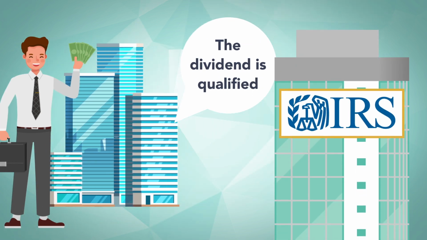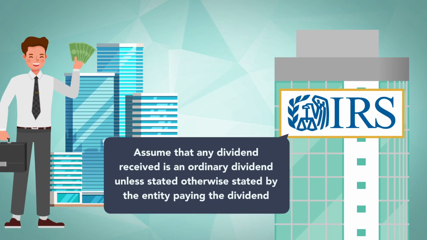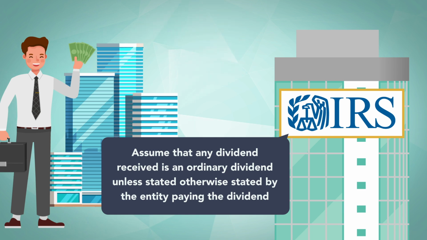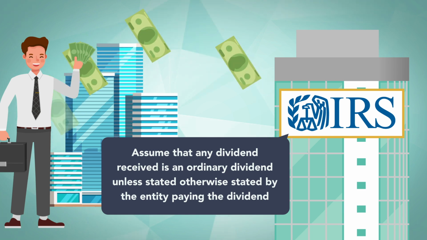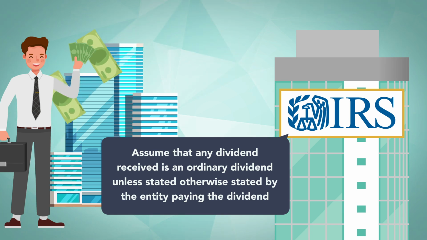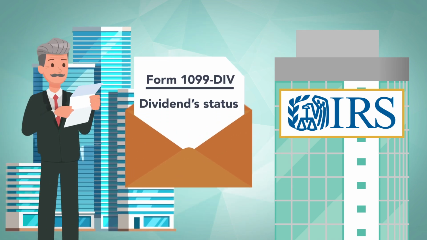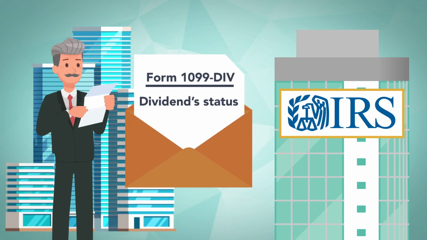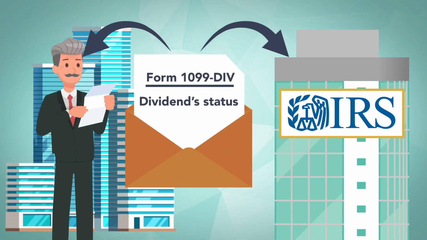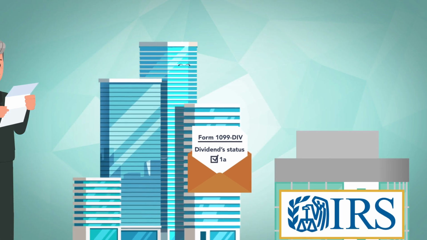Therefore, the IRS advises taxpayers to assume that any dividend received is an ordinary dividend unless otherwise stated by the entity paying the dividend. The payer formally notifies the IRS and the taxpayer of the dividend status on the Form 1099 DIV sent to the taxpayer early in the year after the dividend was distributed. If dividends are classified as ordinary dividends, this is notated in Box 1A on this form.